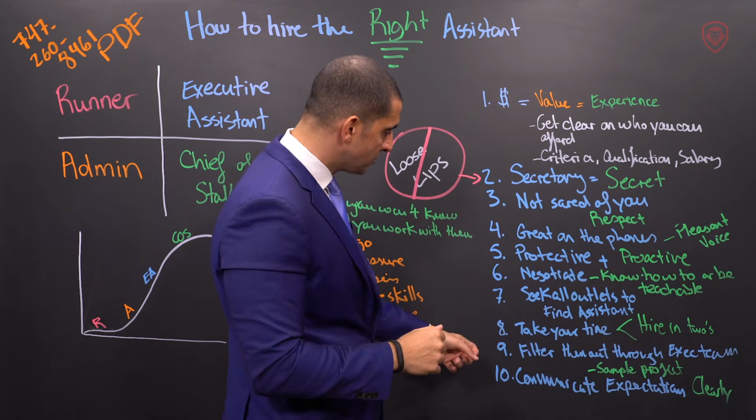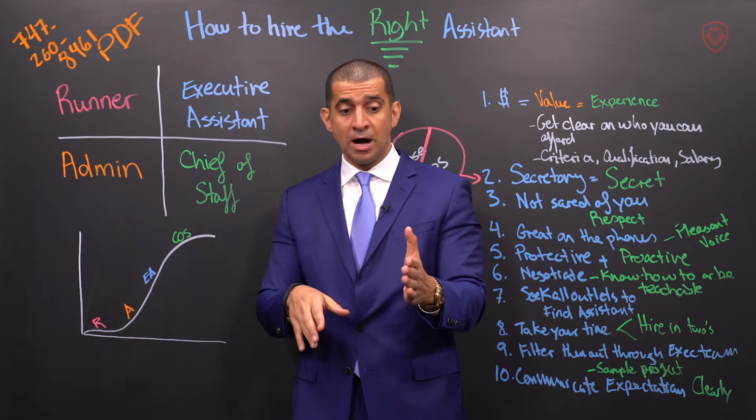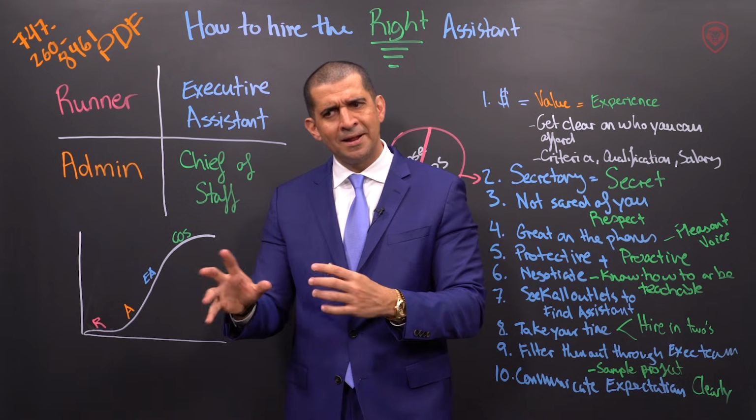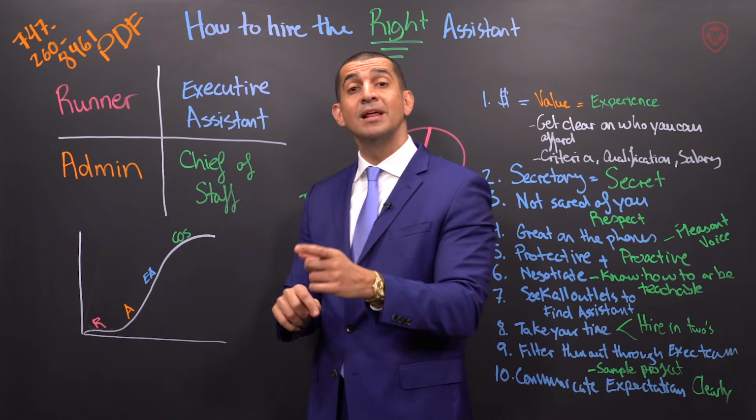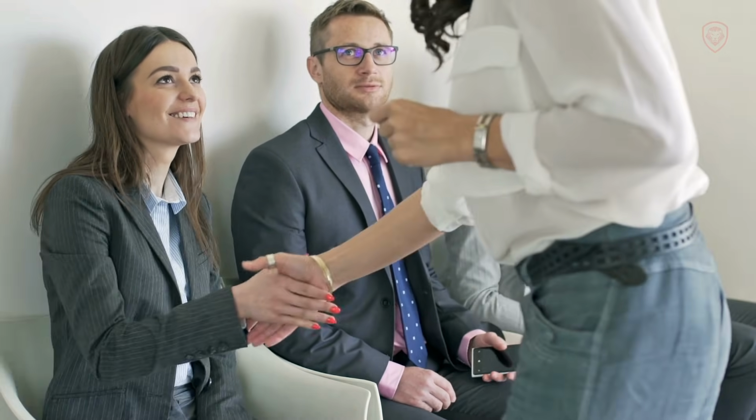Number 8, I talk about take your time. Number 9, filter through your executive team, meaning whoever you're hiring, let your executive team filter them out. Let them sit with them. Pat, I don't know if this is going to work because of this. Pat, I really like this person. 5 people came in. They get filtered out in one sitting. They're there for 20 minutes, one by one, they get filtered out.